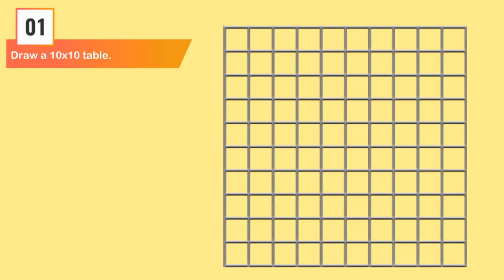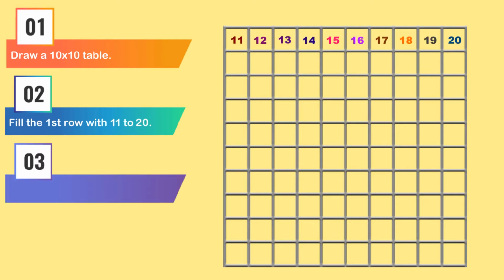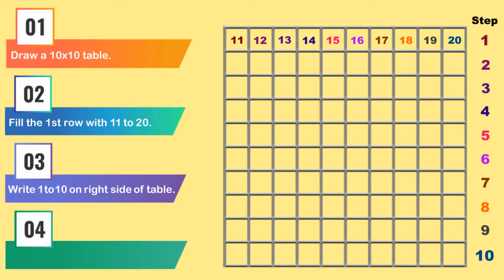Now let's get started. The first step is to draw a 10 by 10 table, means draw a grid of 10 rows and 10 columns as shown here. The second step is to write numbers from 11 to 20 in the first row. The third step is to write numbers from 1 to 10 on the right side of the table as I have written. The fourth and the last step is to apply a method which I call step count method.